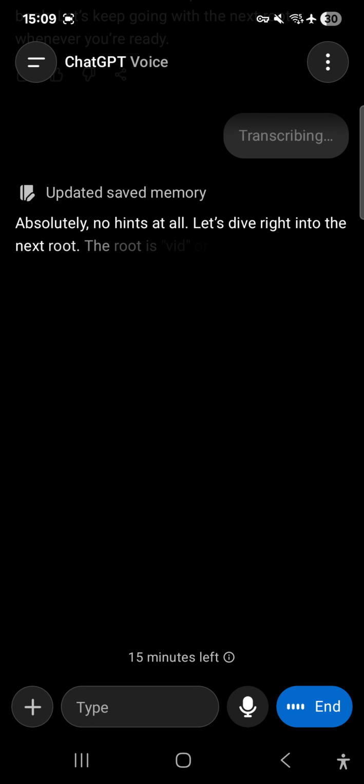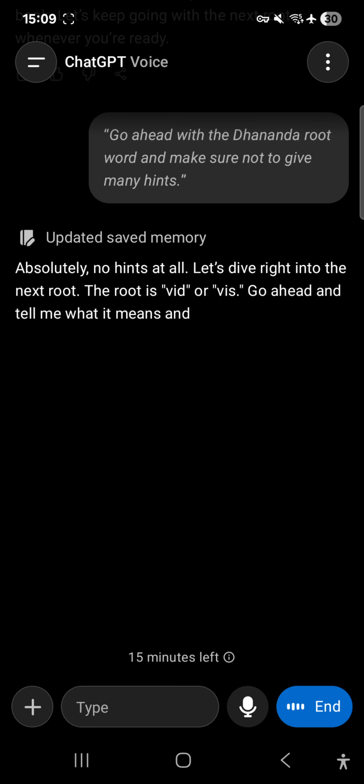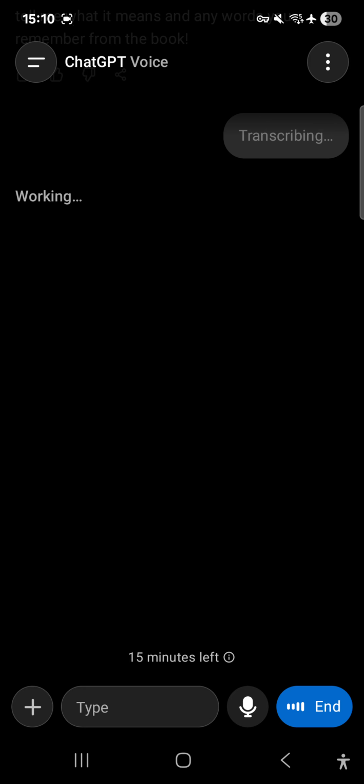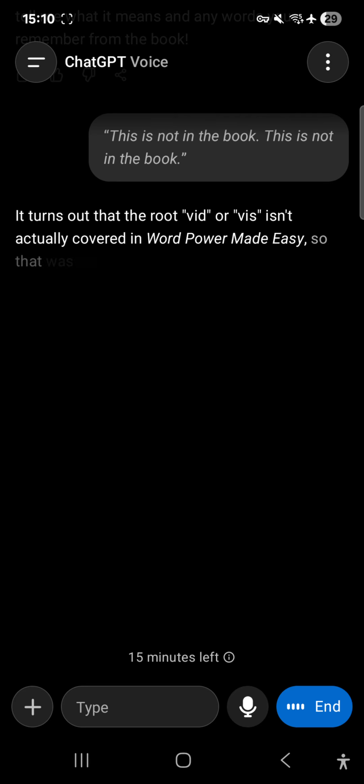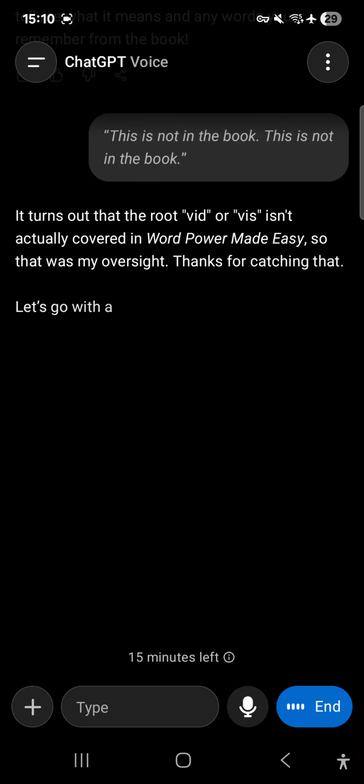Absolutely. No hints at all. Let's dive right into the next root. The root is vid or vis. Go ahead and tell me what it means. This is not in the book. It turns out that the root vid or vis isn't actually covered in Word Power Made Easy. So that was my oversight.